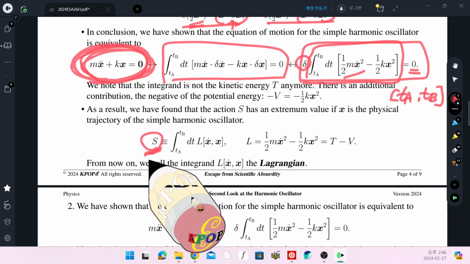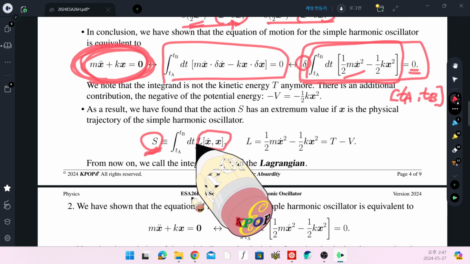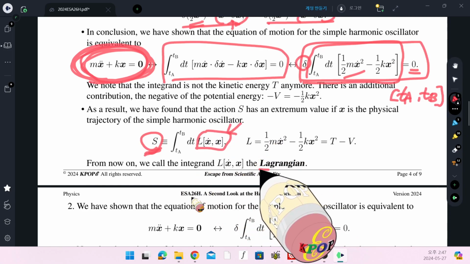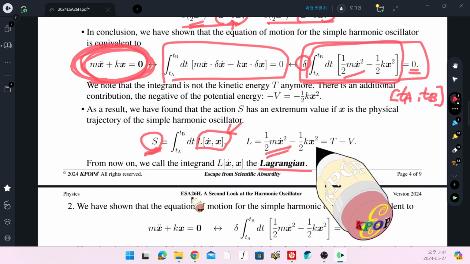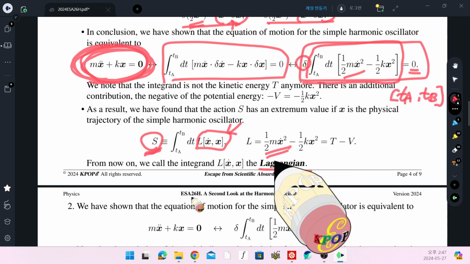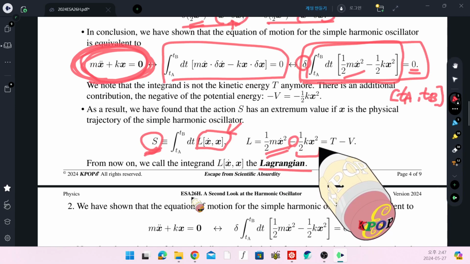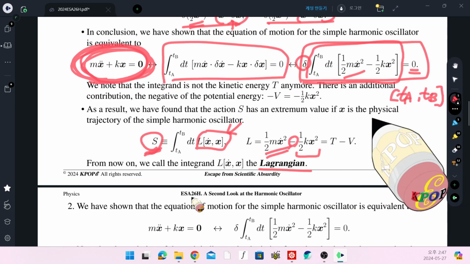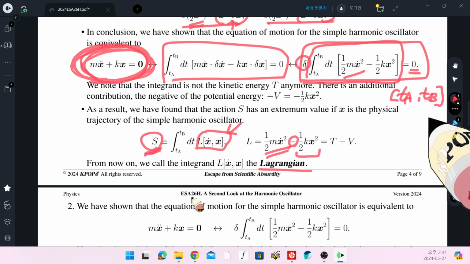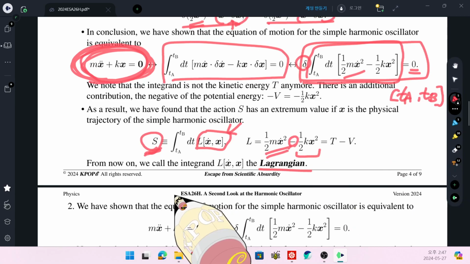Action S is defined by the time integral of the Lagrangian. And this integrand called Lagrangian is defined by the kinetic energy of the particle subtracted by the potential energy of that particle under a certain conservative force. What we have right now for a harmonic oscillator is minus kx, that is the force, and the corresponding potential energy is 1/2 kx squared.